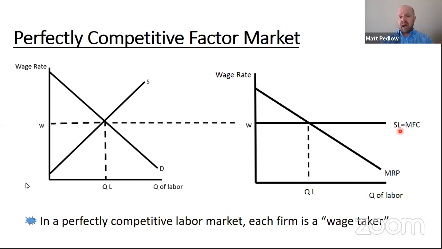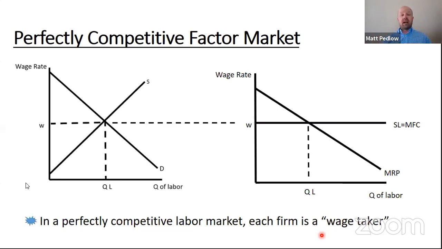So the marginal factor cost is each worker I hire. Why is it perfectly elastic? Because look at the bottom. In a perfectly competitive labor market, each firm is a wage taker. These firms, so think about you and I. We are wage takers at the end of the day.